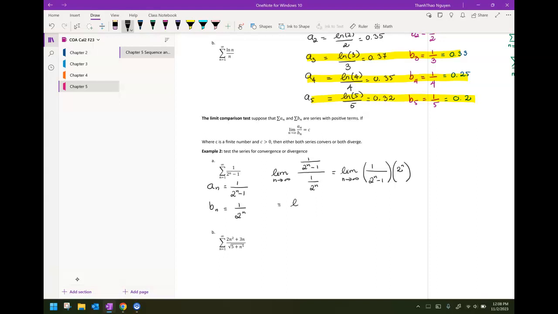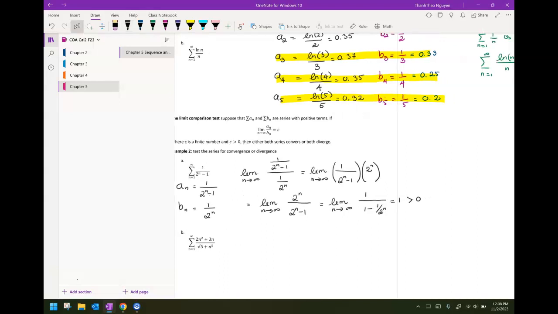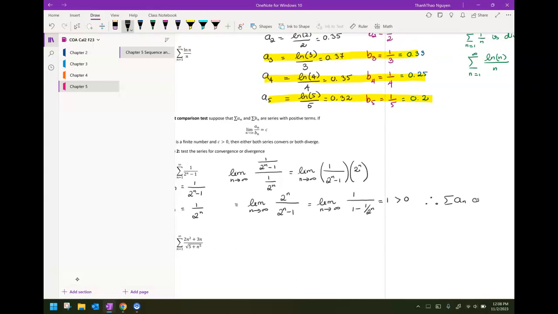This equals the limit as n approaches infinity of 2 to the n divided by 2 to the n minus 1, which equals the limit as n approaches infinity of 1 divided by 1 minus 1 over 2 to the n. This is 1. It's a finite number greater than 0. Therefore, the series of a sub n converges by the limit comparison test.